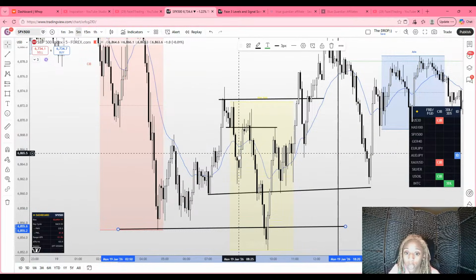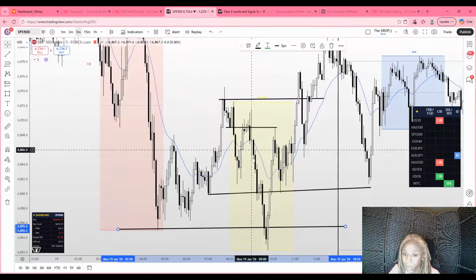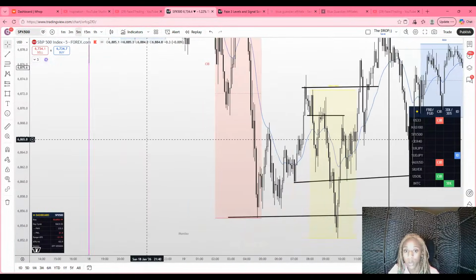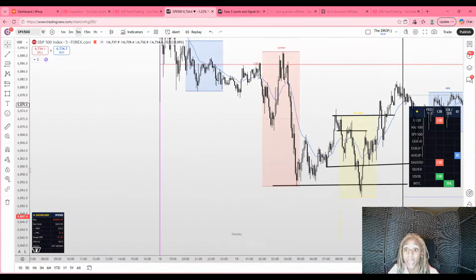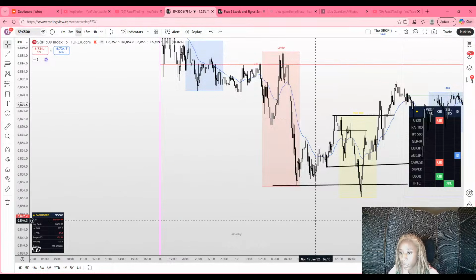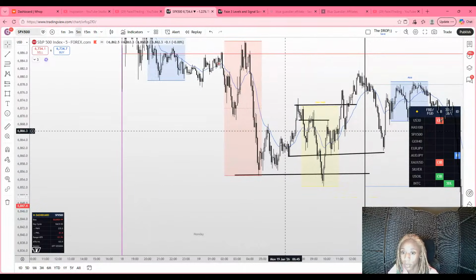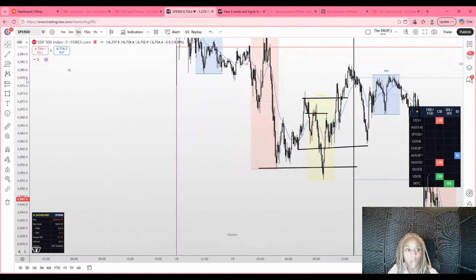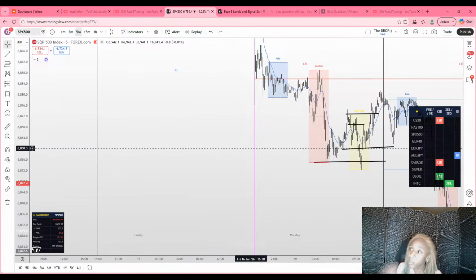After we break structure, we make a lower low in the inside of this pump. Lower low, pump, coil. What time is this? 9 a.m. Dump. Boom. So it doesn't give you a big trade, but it gives you just enough to make money. That's what you're looking for. Pump, coil, dump.